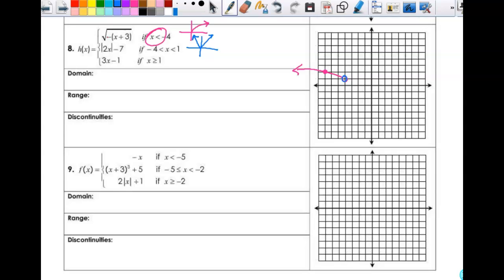So let's talk about what happened if it wasn't an open circle. If this was equals to, so I was going to plot a closed circle right there. I had the open one. I plot the closed one right on top of it, so it's like they snap together, okay?